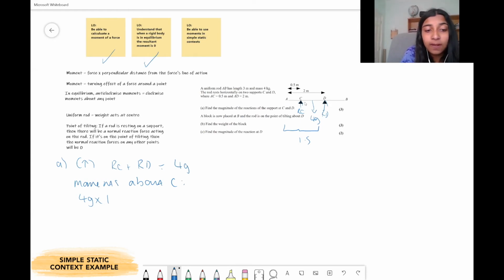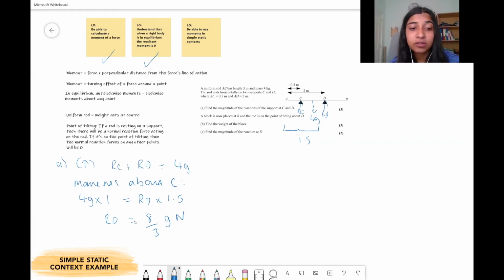So 4G times 1 is equal to, now if we were to do our anticlockwise moments, that would be from RD. So that's equal to RD times our perpendicular distance from C to D, which would just be 2 minus 0.5, so that's just times 1.5. Now if you rearrange that, you'd get RD is equal to 8 over 3 G newtons. So that's what your reaction at D would be.